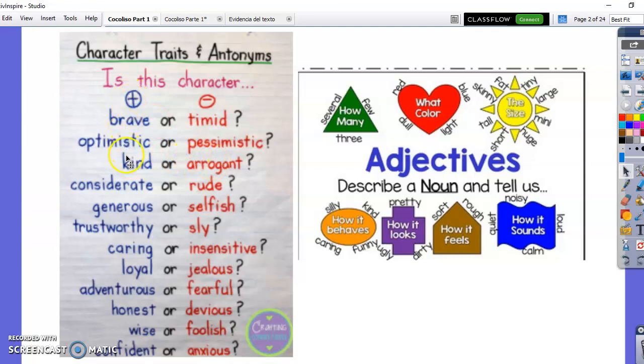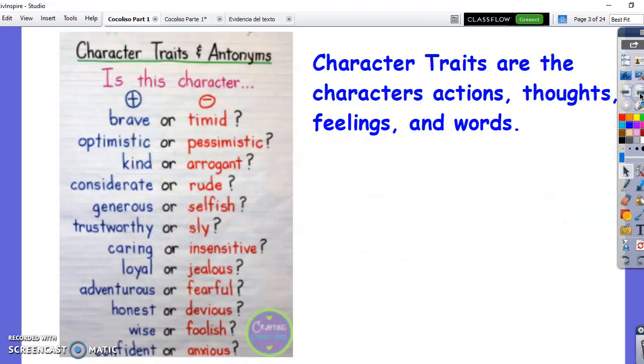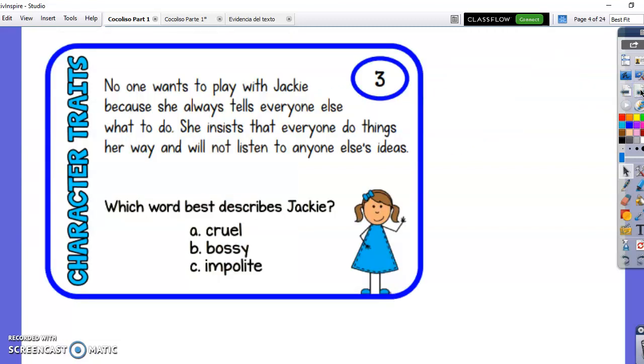Here you see positive character traits, and on this side we have negative character traits. So when we're reading stories, we need to make sure that we're paying attention to these character traits. They tell us a lot about the characters. And character traits are the character's actions, thoughts, feelings, and words. Here's some examples of character traits.